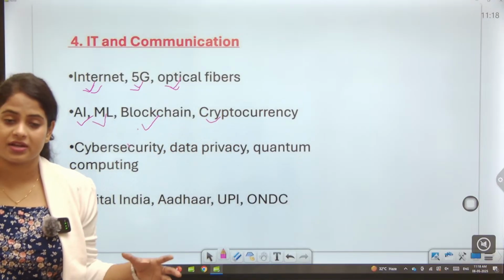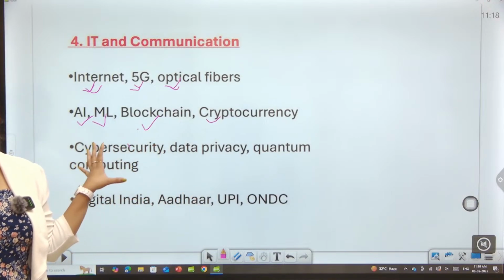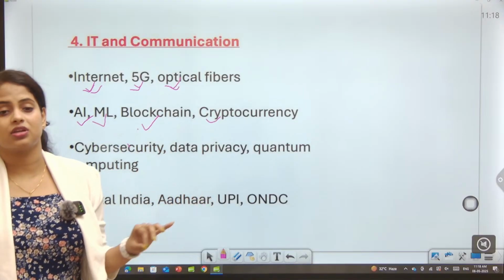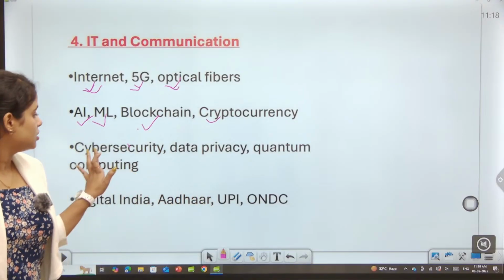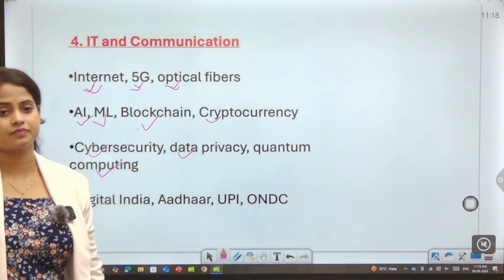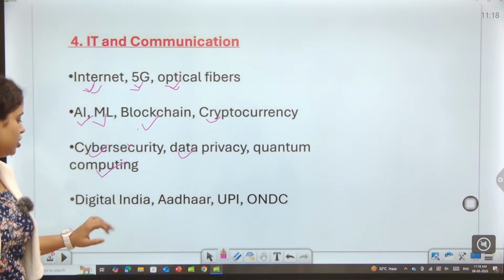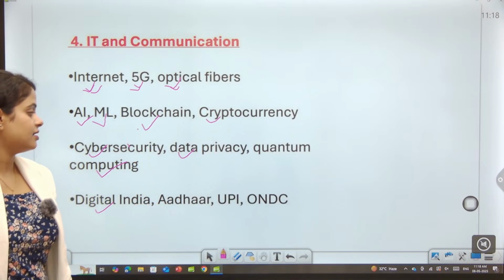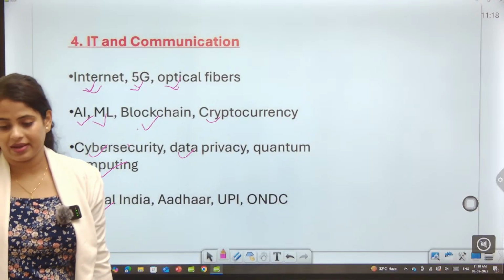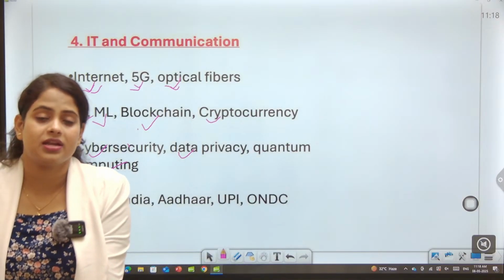These also play a vital role in the IT section. So you have to read about artificial intelligence, along with machine learning, blockchain and cryptocurrency. Cyber security, data privacy, quantum computing. These are also part of IT and communication. There is Digital India, Aadhaar, UPI, ONDC. These are also vital parts of IT and communication.